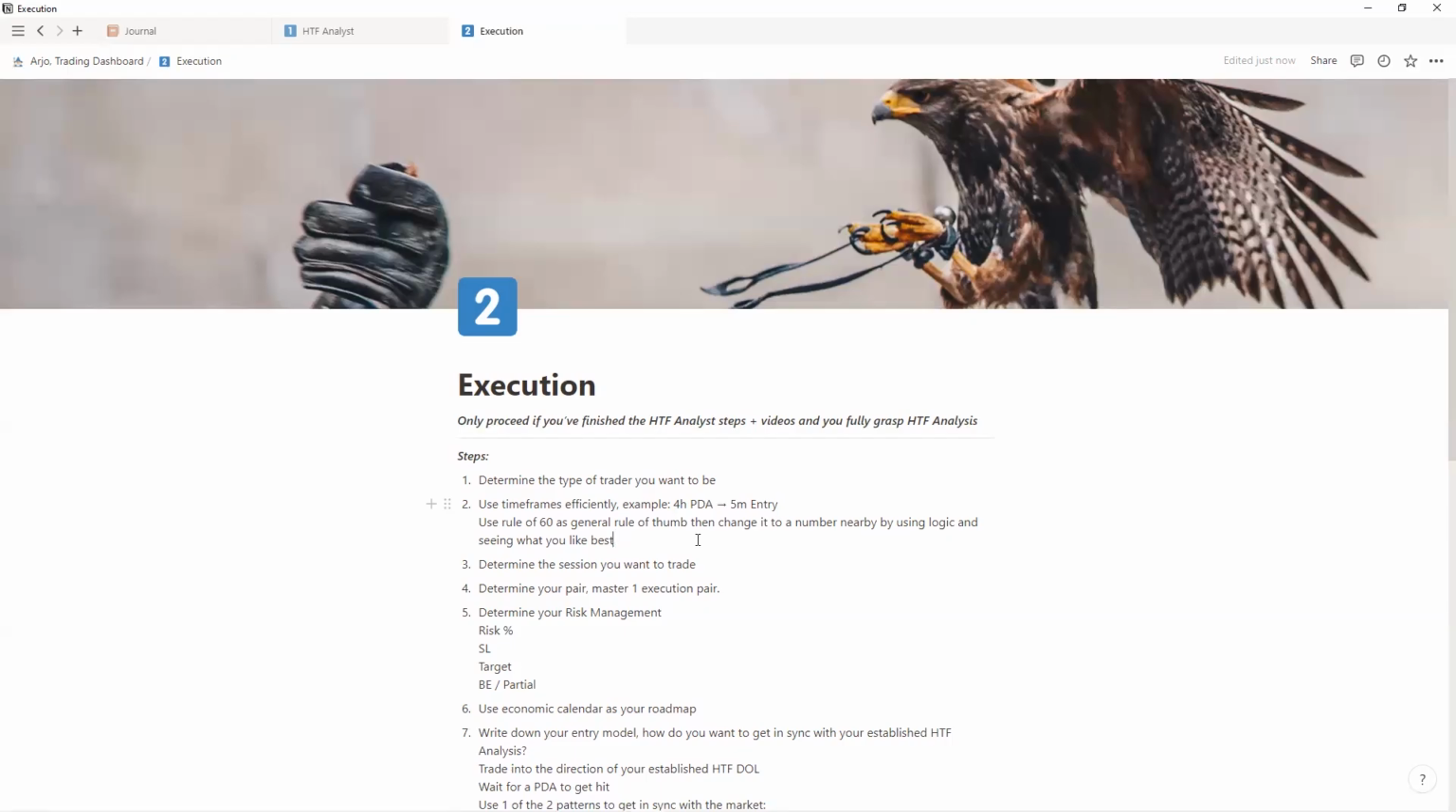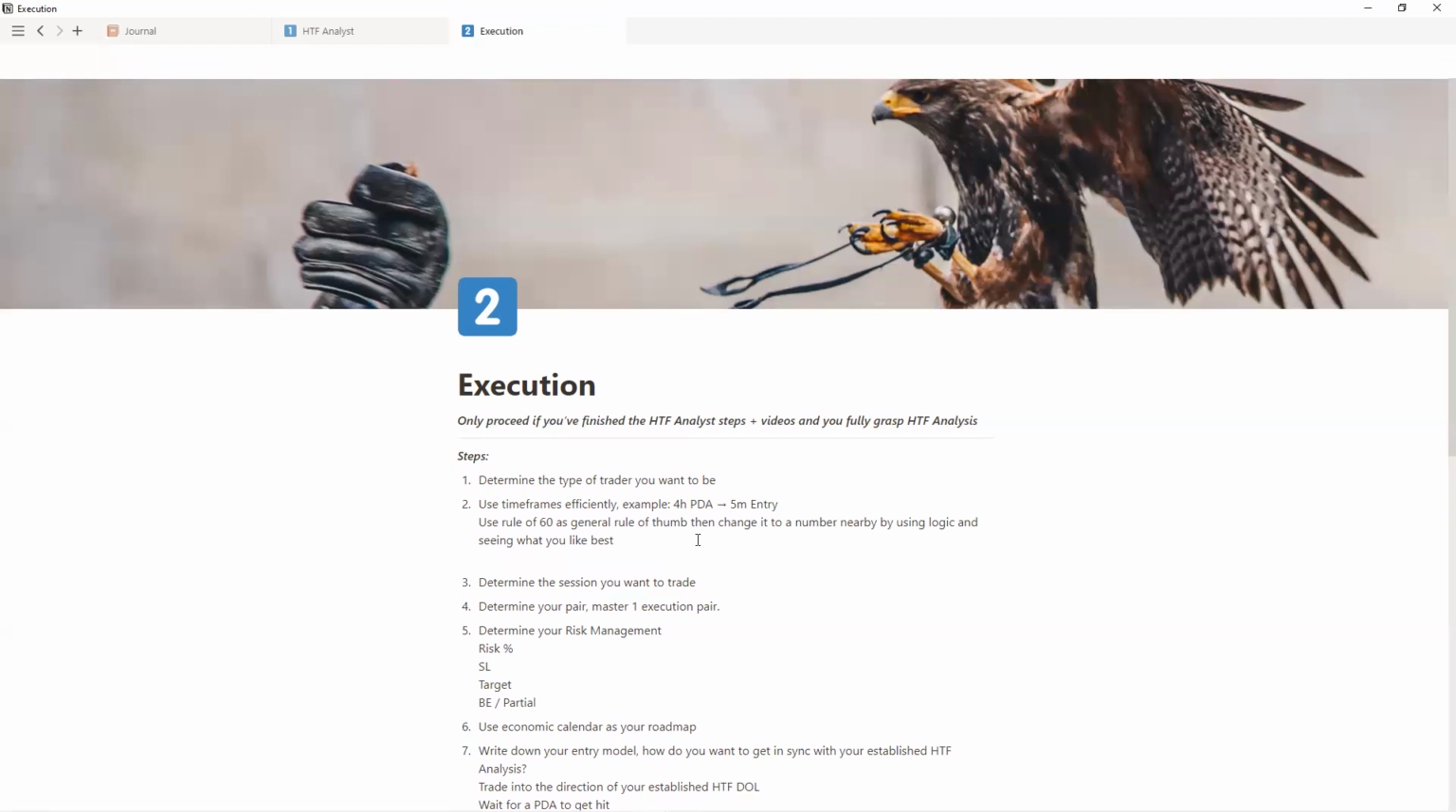4 hours, that is 240 minutes. So 4 hours is 240 minutes. Then divide that by 60. So 240 divided by 60 is 4.